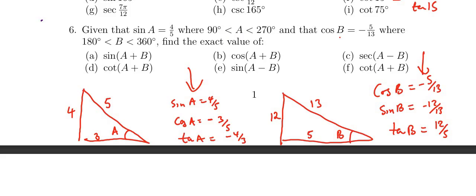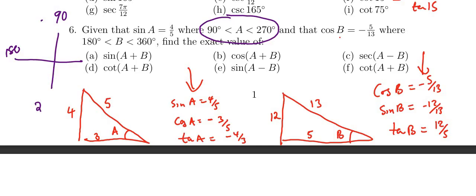So you first of all have to understand this part. They are telling us that A is coming from 90 to 270, meaning which quadrants are cut across as we move from 90 to 270? It's the second and the third, right? It's this guy here, the second and the third.